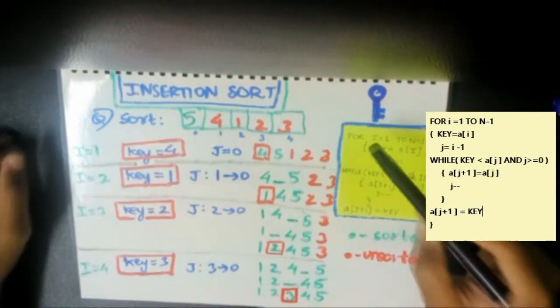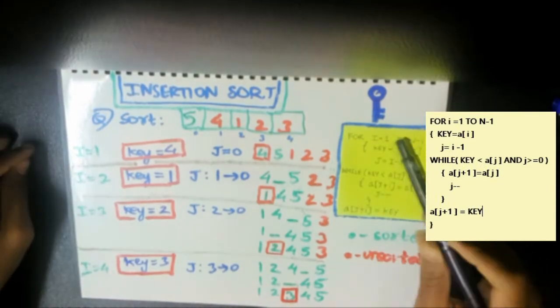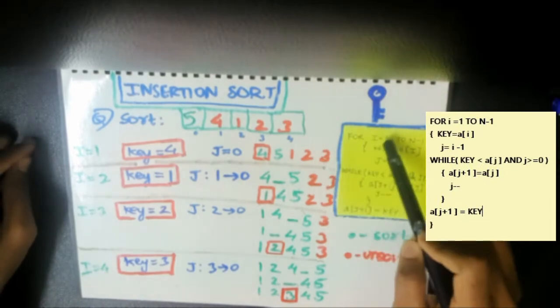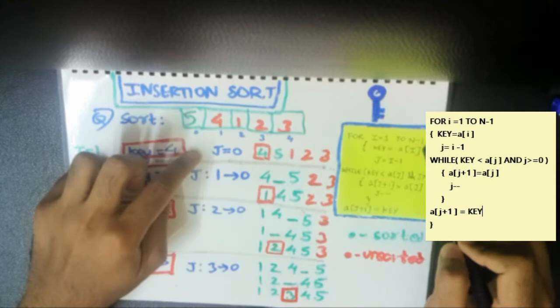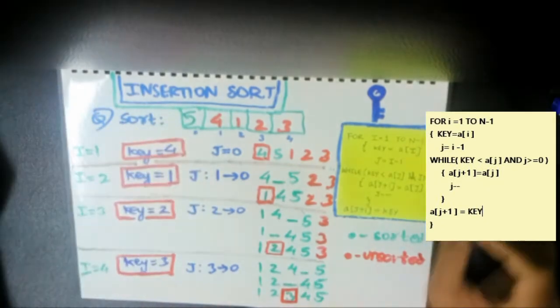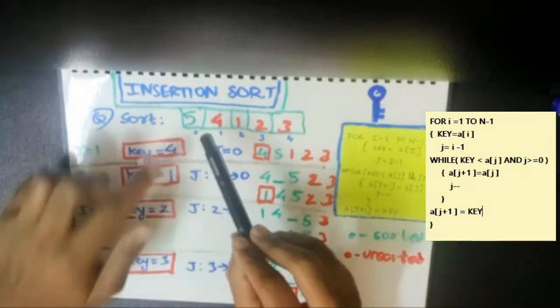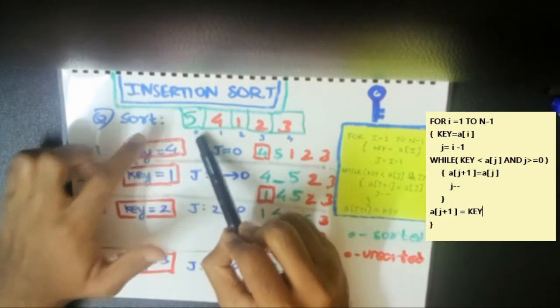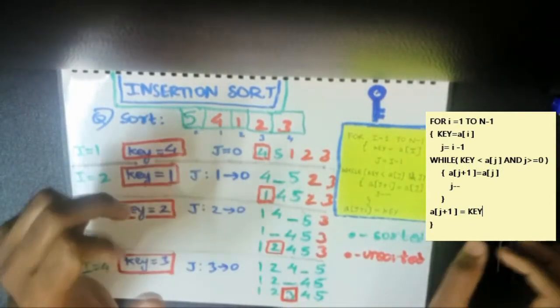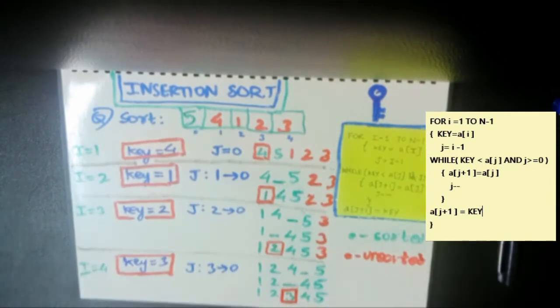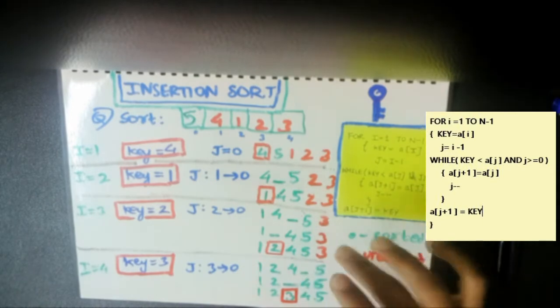So let us just look at the pseudocode here. We start with i equal to 1 and not i equal to 0, and we go all the way till n minus 1. We basically assume the first element to be sorted already. That's why we begin with index 1. This may seem overwhelming at first, but it is very simple to understand if we can visualize this process.